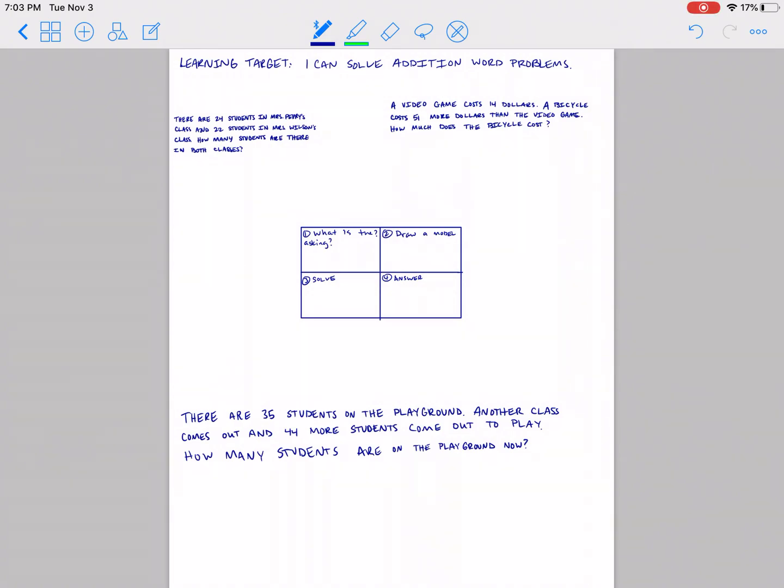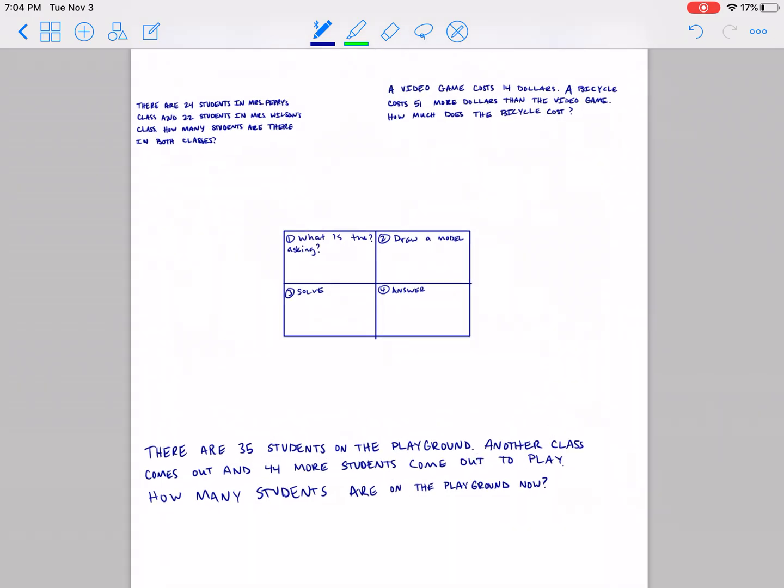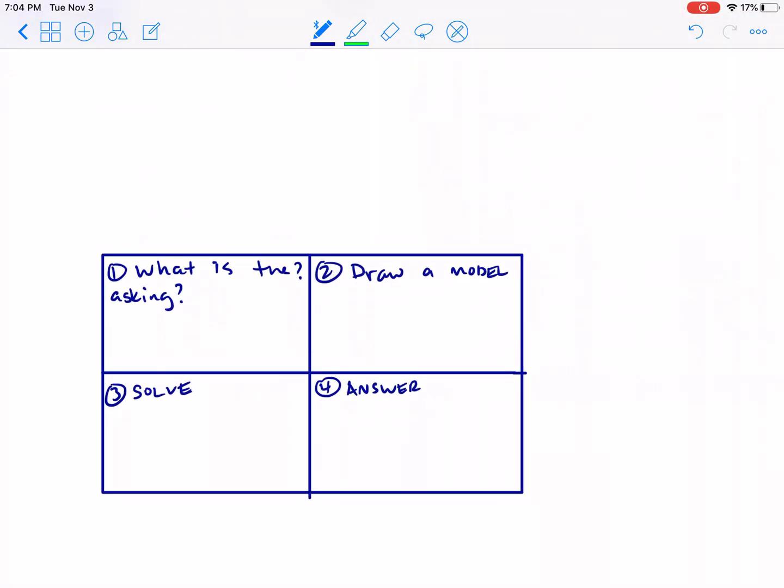Hey friends, this is what you are going to be doing during my station today. Our learning target says I can solve addition word problems. So I'm going to go through the basic outline that I want you all to follow when we complete word problems. So first we're going to look at my box here. These are the 4 things that I want to train your brains to understand when we answer questions.